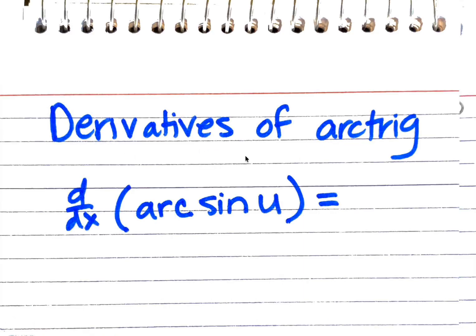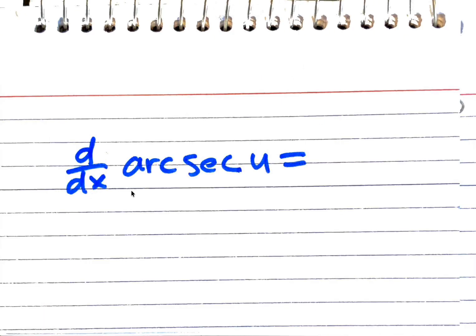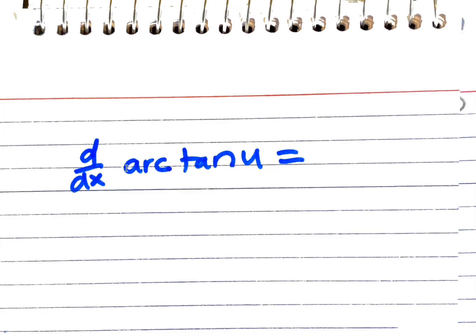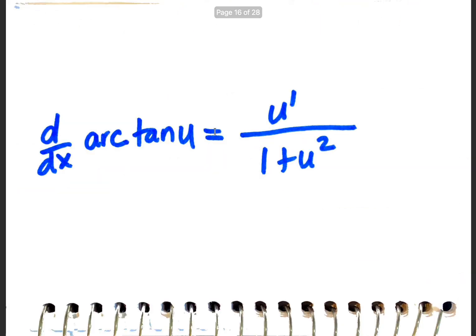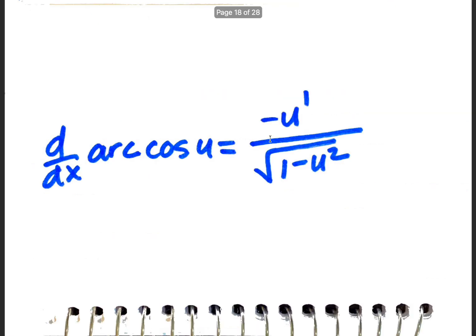Moving on to derivatives of inverse trig. Those are also some special formulas that are good to memorize. Taking the derivative of arc sine u will give us u prime over square root of 1 minus u squared. The derivative of arc secant u will be u prime over absolute value of u times the square root of u squared minus 1. The derivative of arctan u will be u prime over 1 plus u squared. The derivative of arc cosine u will be negative u prime over square root of 1 minus u squared.